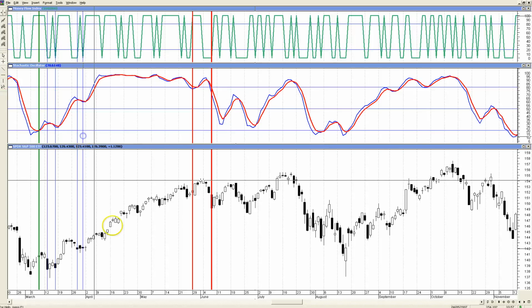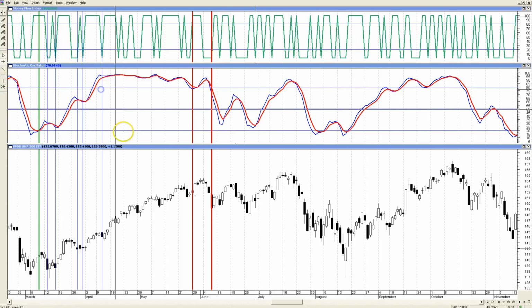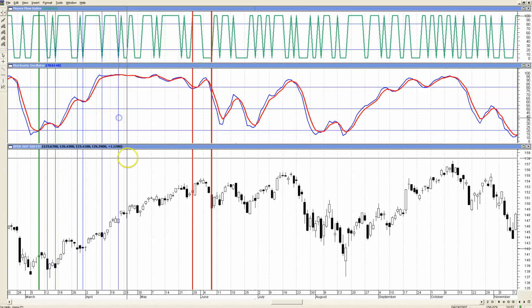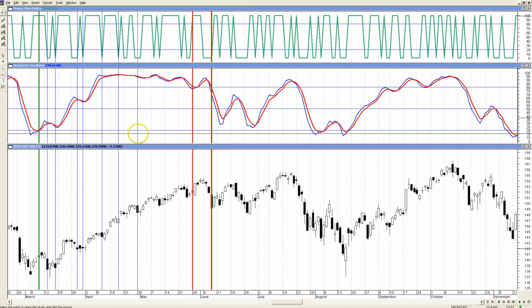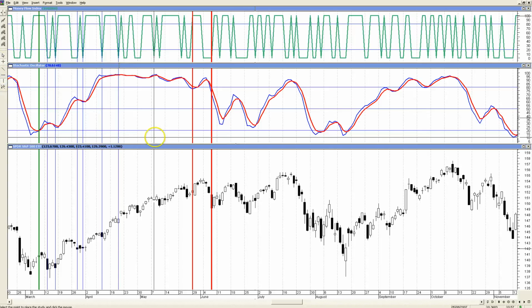Pullback right there. Buy. Pretty good. Pullback. Buy. Pullback, buy, and so on. So I mean, the possibilities here go on and on and on.